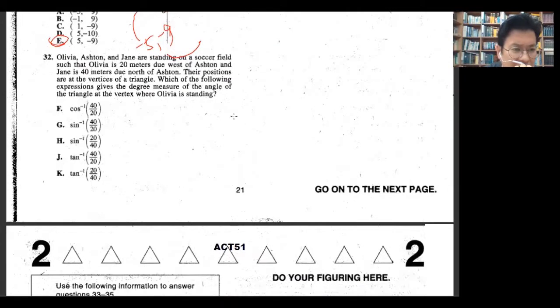Olivia, Ashton, and Jane are standing in a soccer field such that Olivia is 20 meters due west of Ashton. Okay, and then Olivia, 20. And Jane, Jane is 40 meters due north.